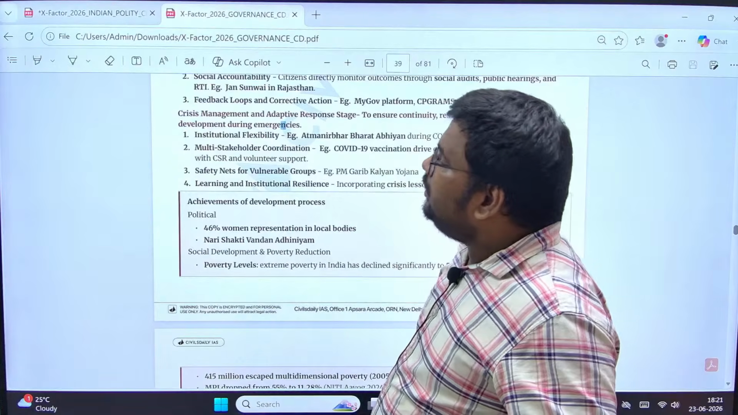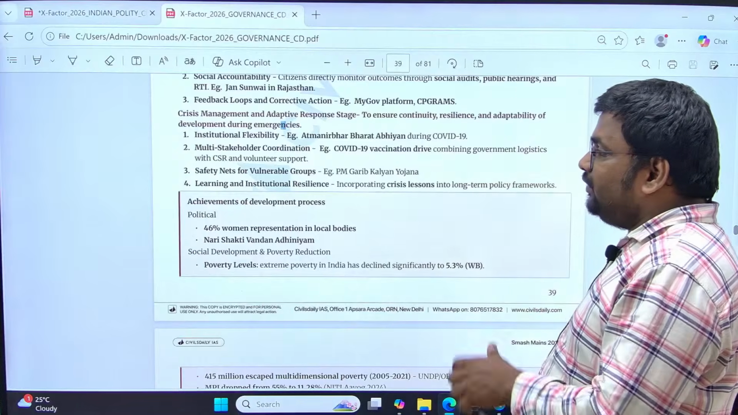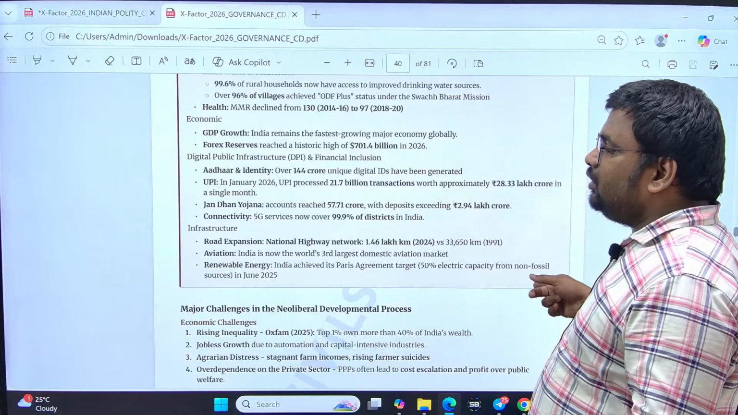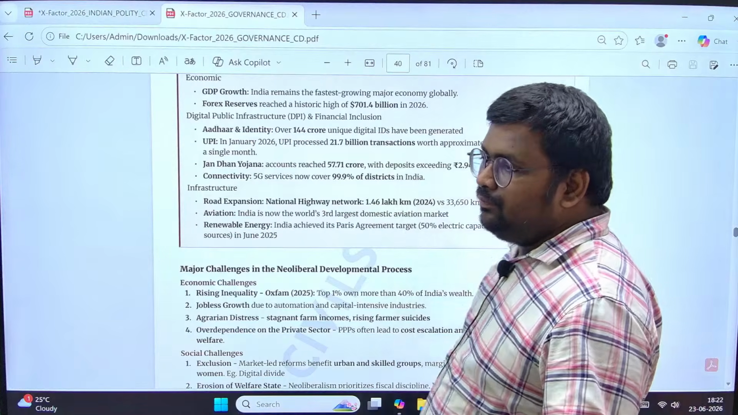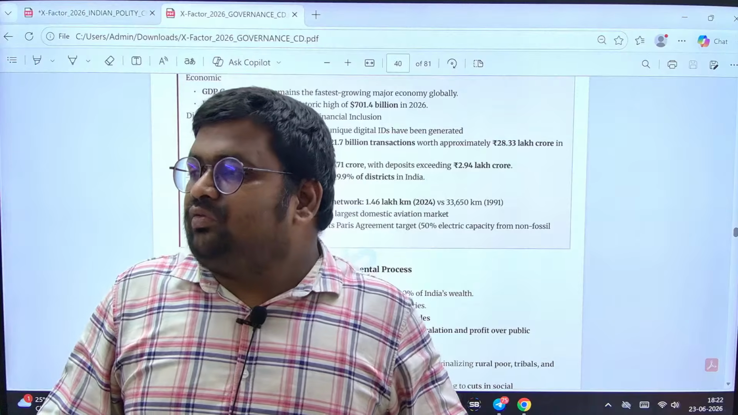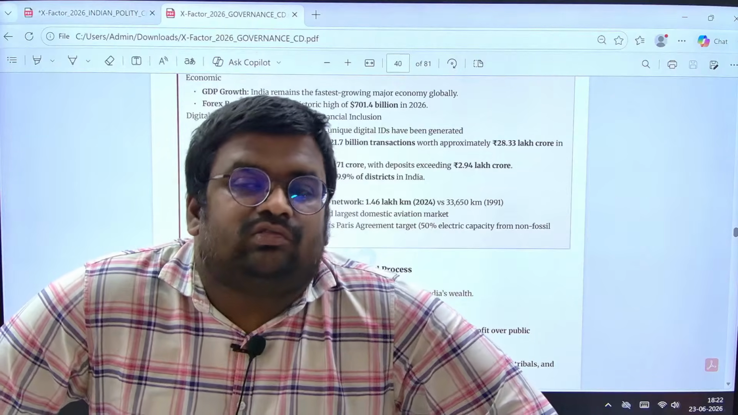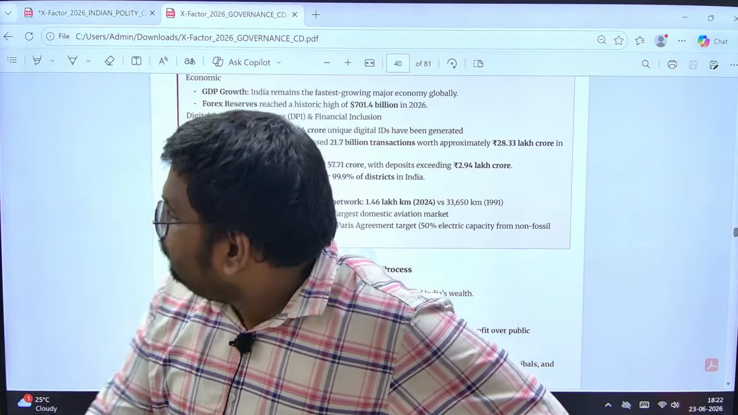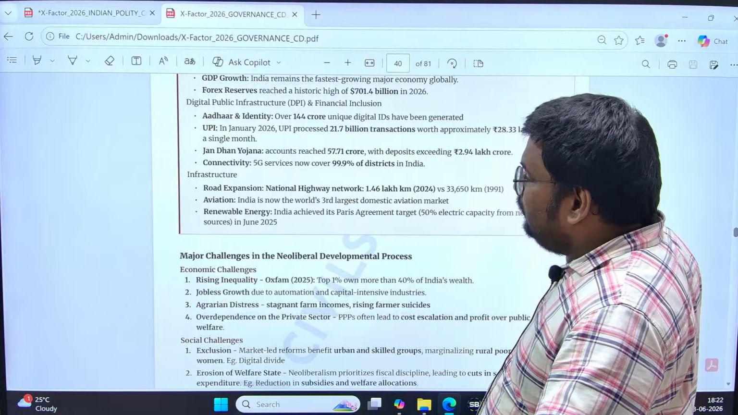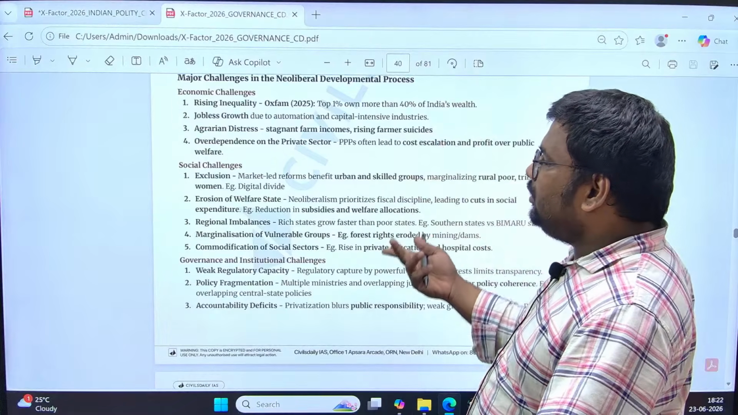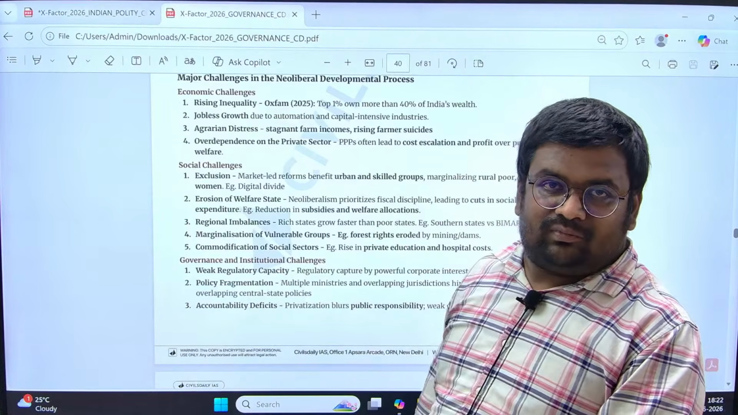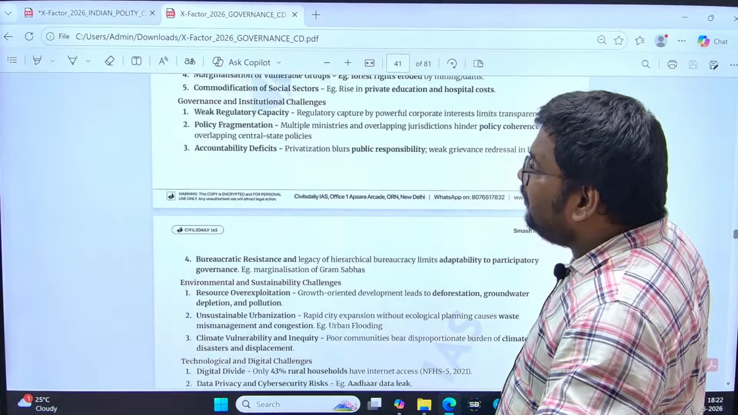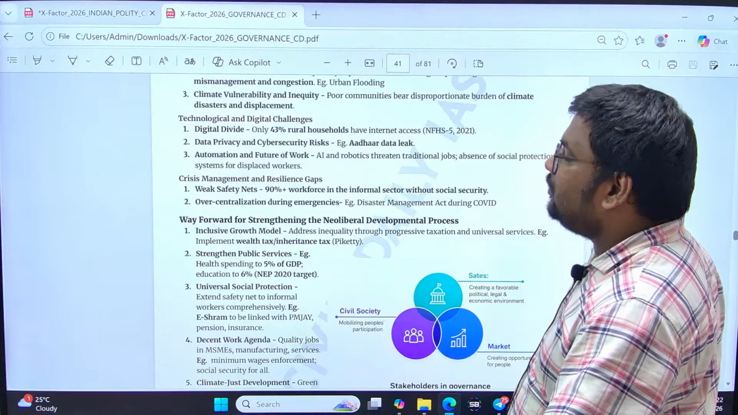So just to give you the conceptual understanding of it: India's achievements, political, social, economic, technological and infrastructural. They can simply ask you the question, given an analysis of India's achievements in the developmental process, right? All the achievements are properly classified for you, then challenges also: economic, social, governance related challenges. So along with proper classification you have the maximum dimension coverage and you have maximum substantiation.